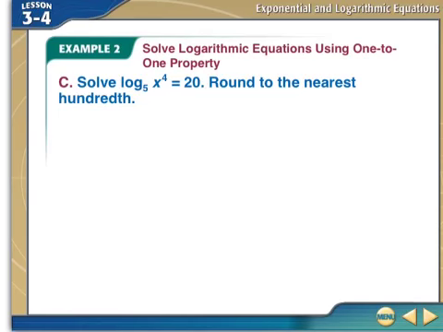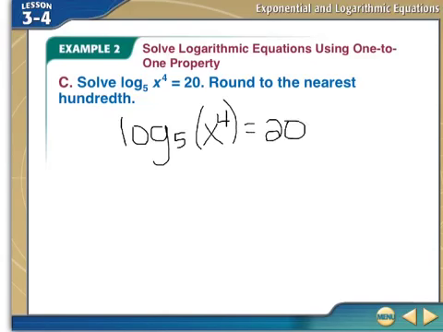In example 2, part C, we're asked to solve the logarithmic equation log base 5 of x to the 4th equals 20. Now there's a couple ways that I can go about solving this problem. We want to solve for x, but here we have log base 5 of x to the 4th equals 20. Now our first step in solving any logarithmic equation is to get the logarithm by itself.